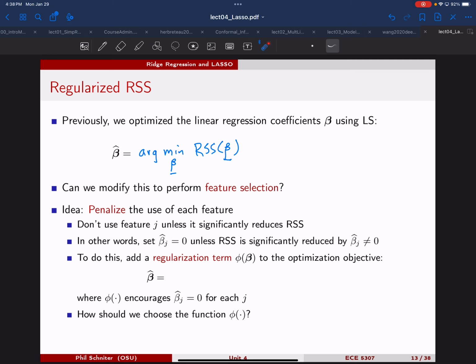Okay, so if you remember, the meaning behind the arg says, if the arg wasn't there and you want to minimize RSS, the output of this thing would be the lowest value of the RSS. We're not interested in the lowest value of the RSS. We're interested in the beta that causes that lowest value. So that's what the arg says. It's find the minimizer, not the minimum, of RSS. So minimizer, that's what the arg says.